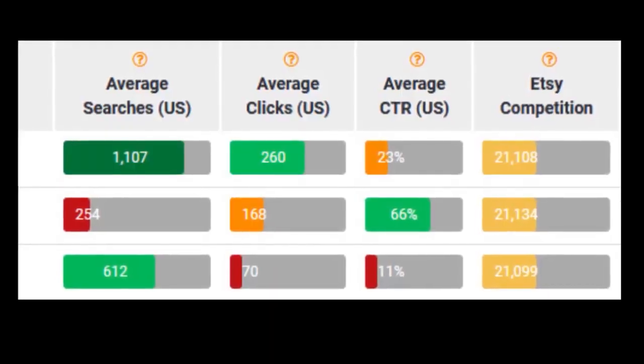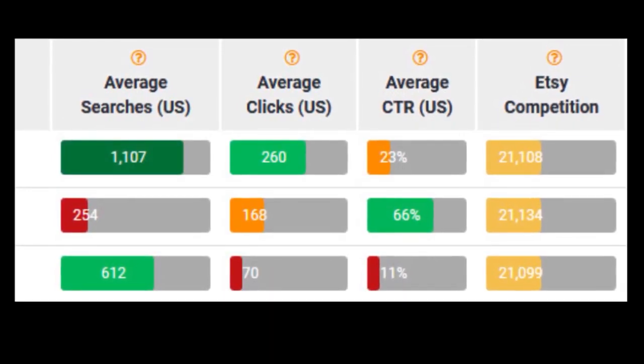But we were asked this really awesome question. I don't know what to do. These are quite similar keywords. Which one do I choose? And they linked to an image from eRank's Keyword Explorer, showing the average searches, clicks, click-through rate and Etsy competition, but not the keywords. The competition, that is the number of listings that show up in an Etsy search for that searched term, are all quite similar.